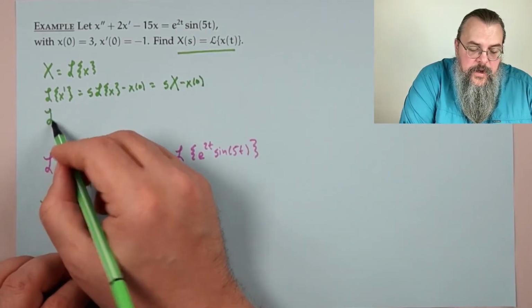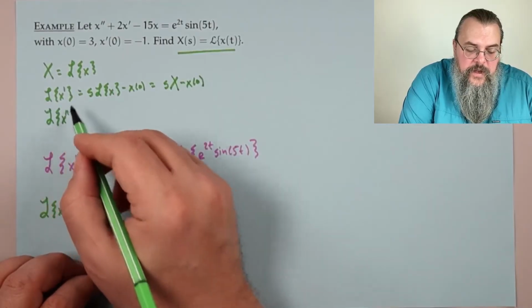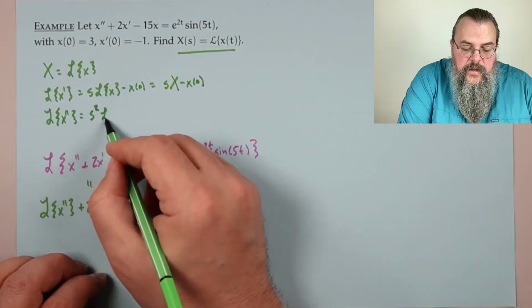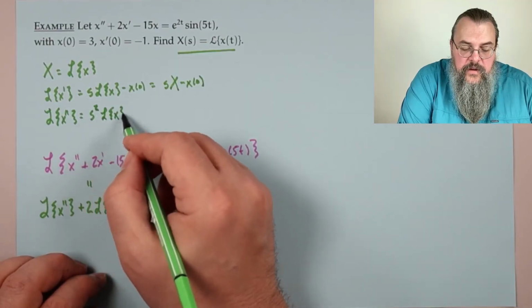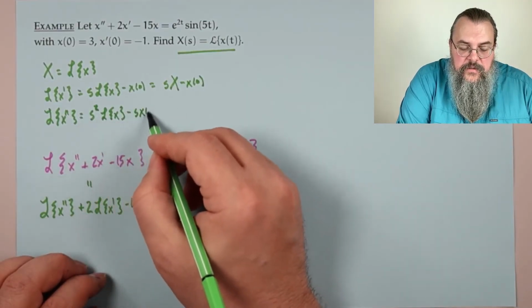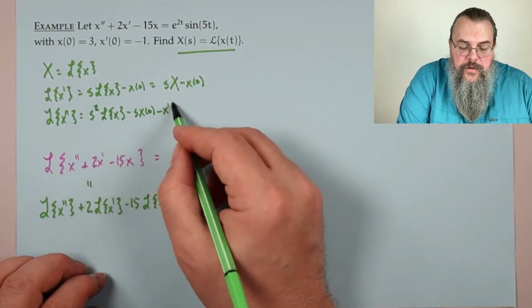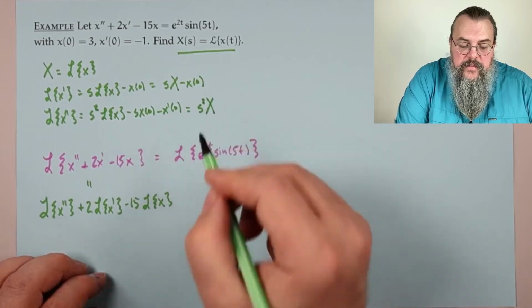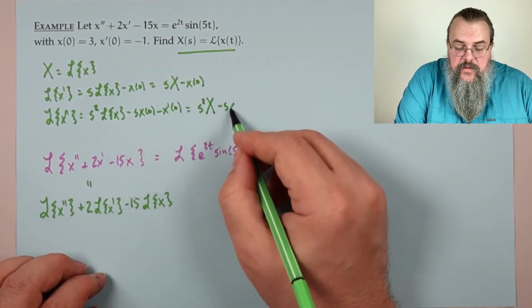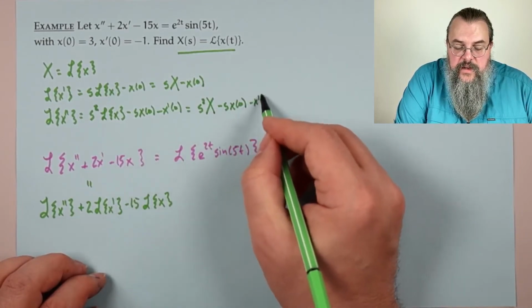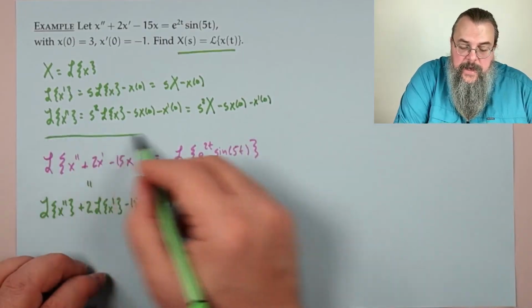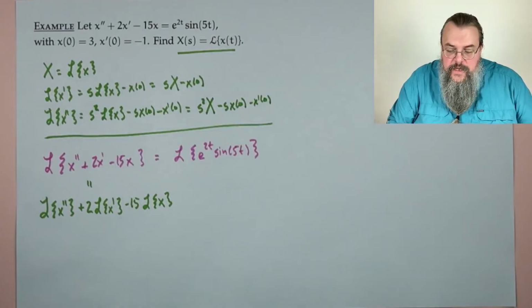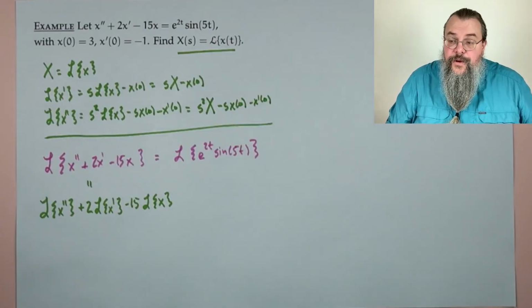And in a similar way, the Laplace transform of x double prime, we apply the rule to be s squared times the Laplace transform of x minus s x of 0 minus x prime of 0. Or if you like, s squared capital X minus s x of 0 minus x prime of 0. Okay, so we have those facts in the background. So we say, great, now let's use those.